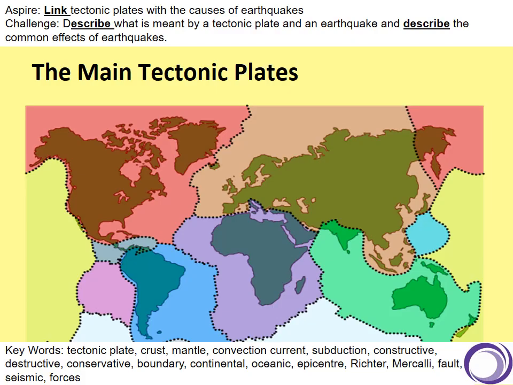So this again is a diagram of the main tectonic plates, and those plates are moving around. They're moving closer to and further away from each other at varying times through their history.